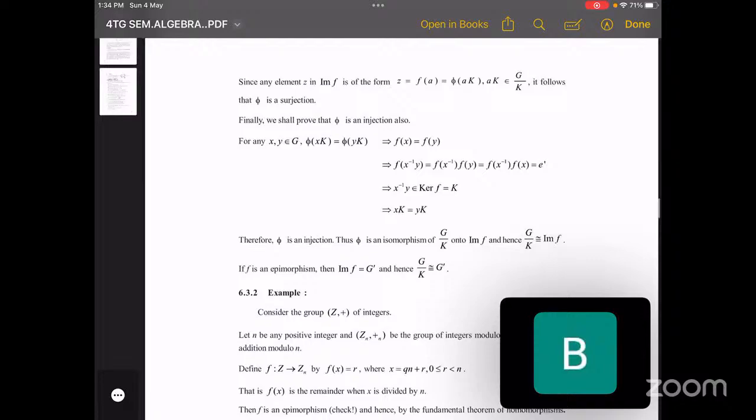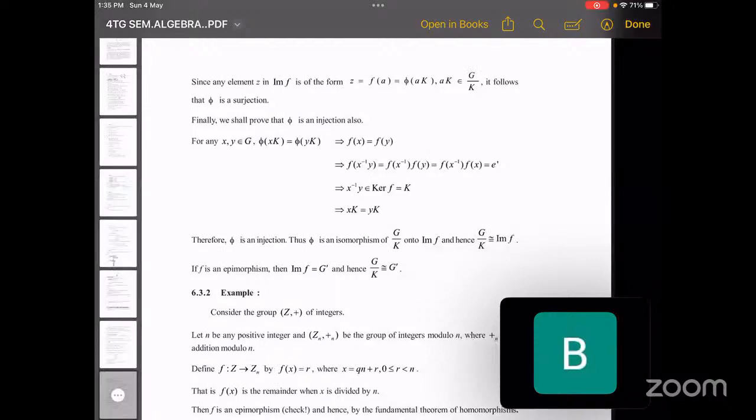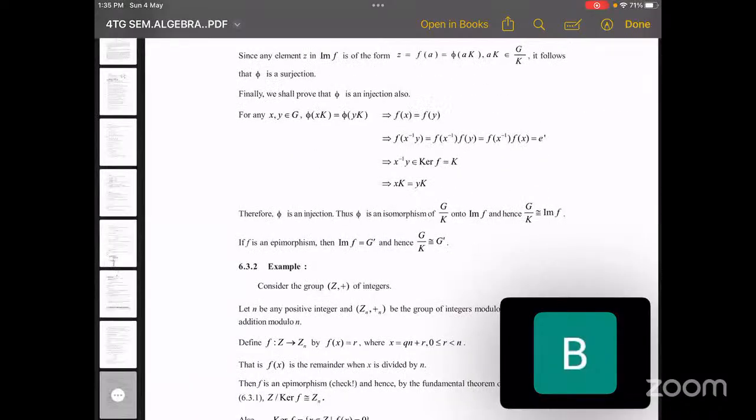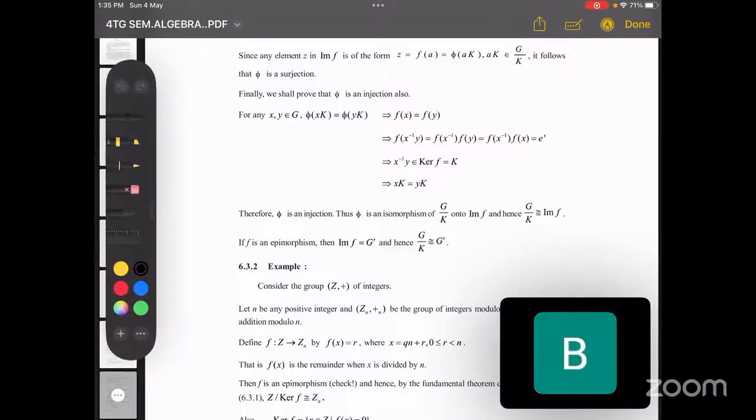Yesterday we saw homomorphism. We have started the sixth unit, and in that I told the theorems. We have seen the definition of homomorphism. So today we'll see the fundamental theorem of homomorphism. It is very important.